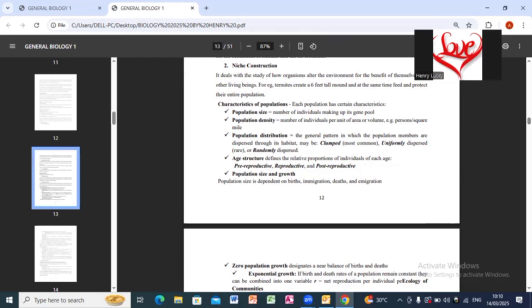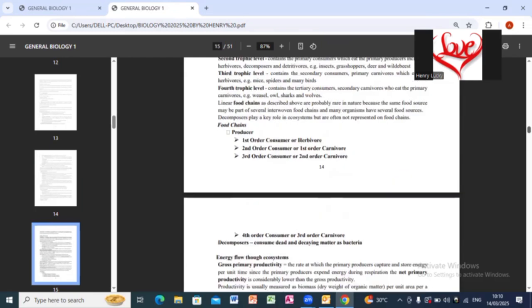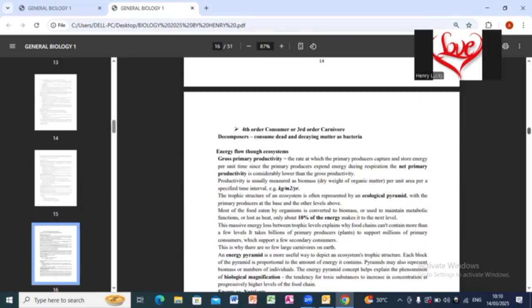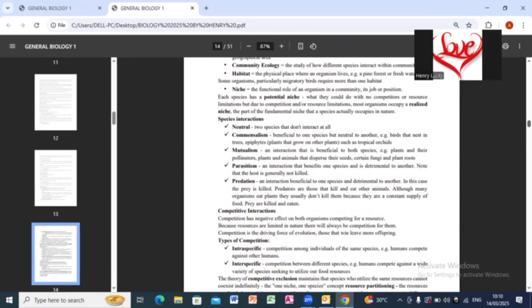Then we talk about communities too. Then let's come to forms of interaction among organisms. What are the forms of interactions among organisms? So the forms of interaction among organisms, we have mutual interaction, we have commensalism, we have mutualism, we have parasitism, we have predation, and that is the ones we are looking at for now.